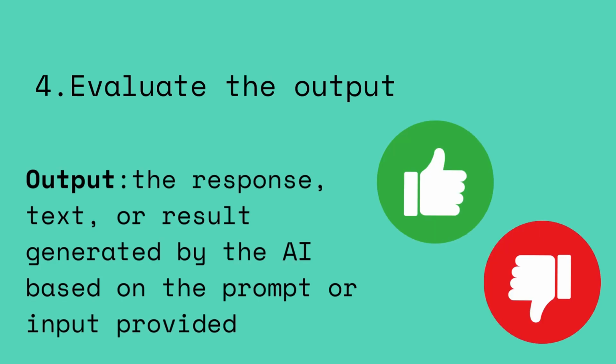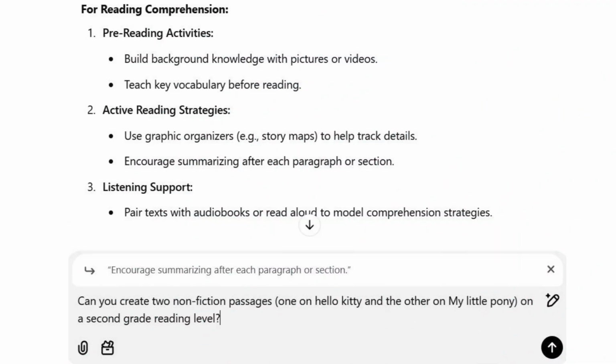Let's evaluate this output. The output is the response, text, or result generated by the AI based on the prompt or the input provided. I am going to focus on the reading comprehension. So we have 3 suggestions. The first is for pre-reading activities with building background knowledge and front-loading vocabulary. The second is for active reading using a graphic organizer to keep track of details, and pausing after they read a chunk of text and summarizing. And the third, for adding listening support.